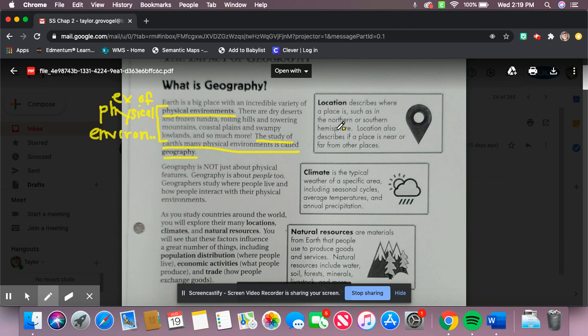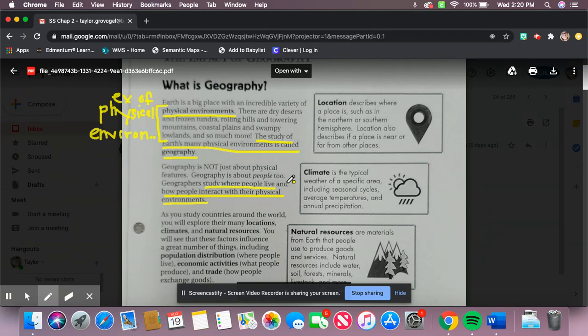All right, let's look at paragraph 2. It says geography is not just about physical features. Geography is about people too. Geographers study where people live and how people interact with their physical environments. So what's super important in this paragraph is that we also study where people live and how they interact with their physical environments. Think about where we live, whether you live in Auburn or Bethlehem or Winder or Statham.